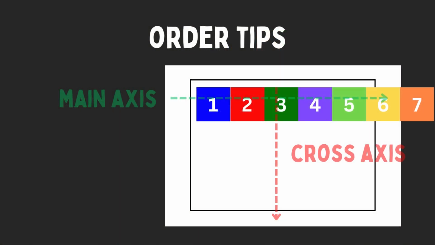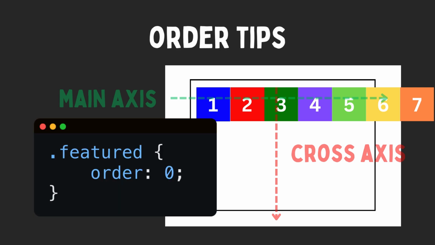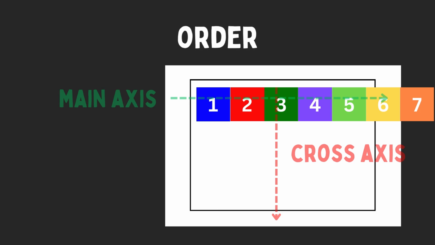Here are a couple of tips for using order. Items with the same order value are displayed in the order they appear in the HTML. Use order carefully to avoid confusing layouts, especially for accessibility purposes. Order gives you the flexibility to rearrange items visually without altering the structure of your HTML.